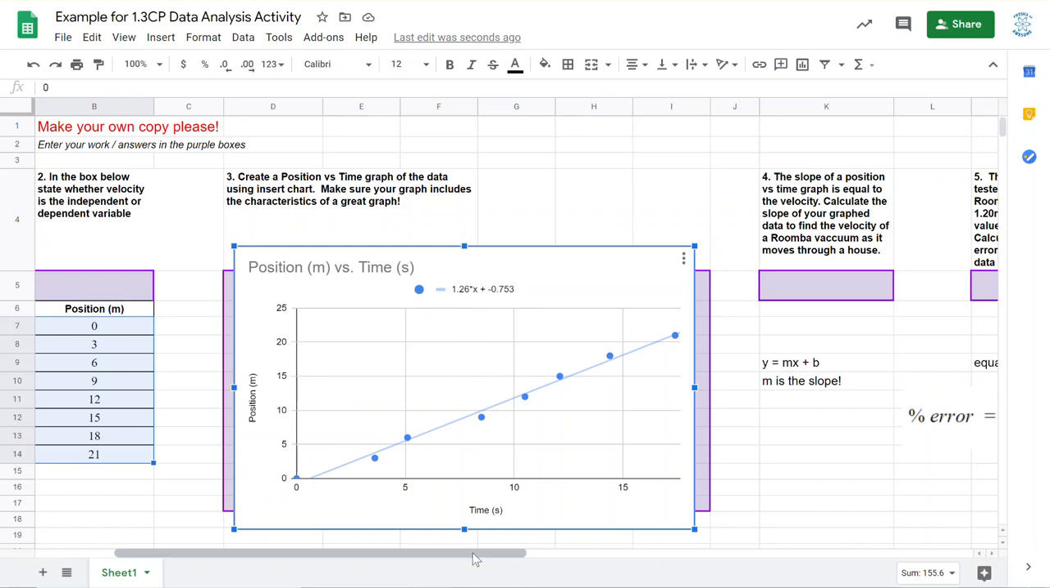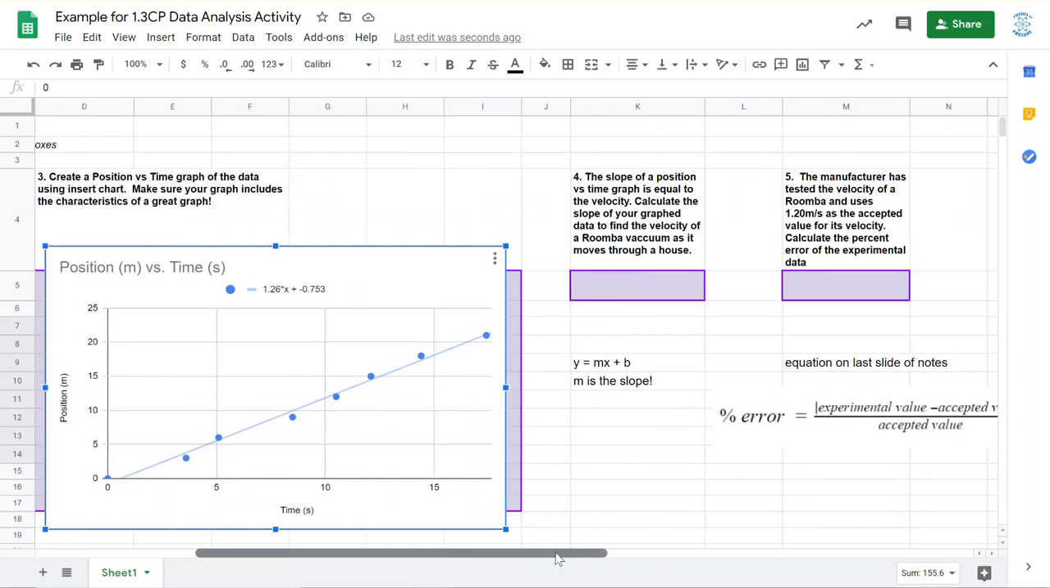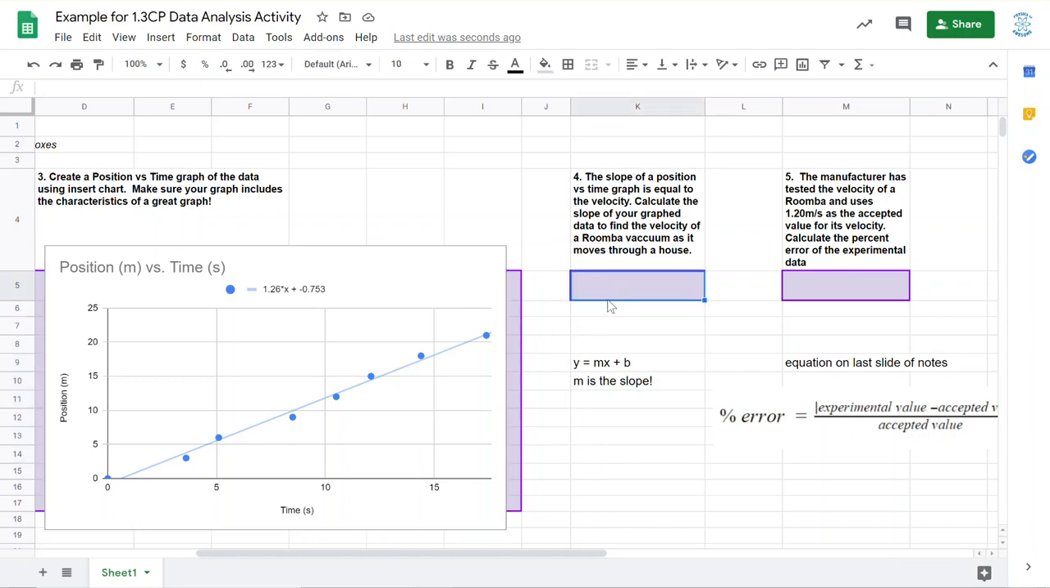It's in the form y equals mx plus b. If you recall maybe from math class that when you have an equation in this form, y equals mx plus b, m is the slope. So to answer number 4, where it's asking for the slope of my graphed data, because on a position versus time graph, the slope equals the velocity, all I have to do is look at the equation of my line, and I know that the slope is 1.26. So that is all that I have to do. Using Google Sheets lets me get the slope of my graph without having to do a long calculation.